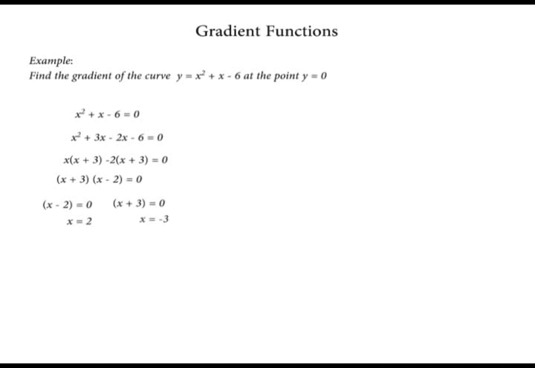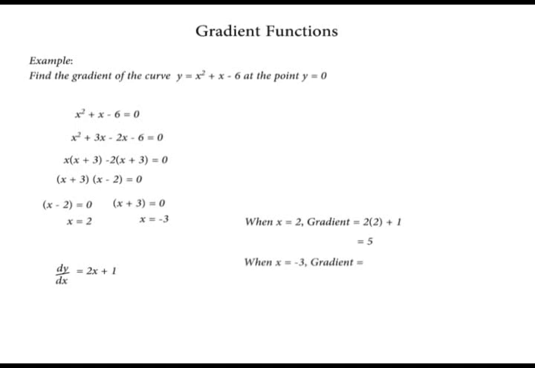Gradient function dy over dx is equal to, the gradient function of that will be 2x plus 1. By now you know how to do it. Substitute the first value of x, 2. 2 times 2 plus 1 is equal to 5. And so the gradient of the curve y is equal to x squared plus x minus 6 when x is 2 is 5.